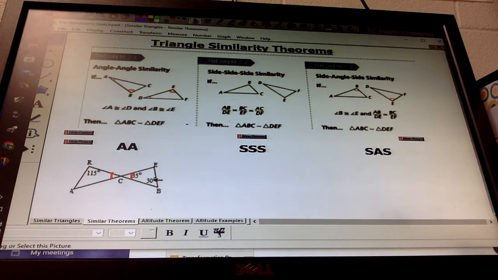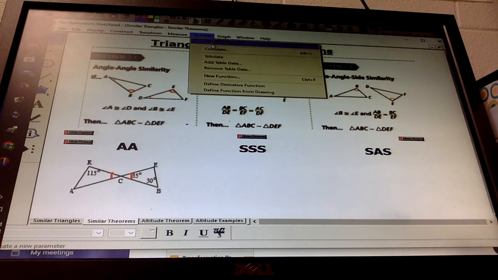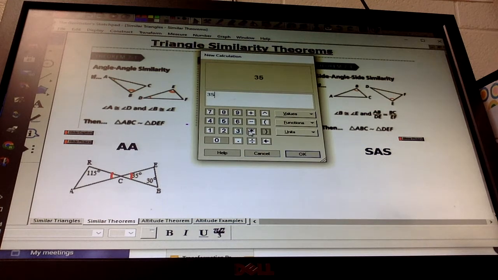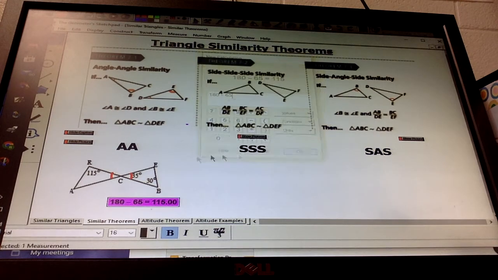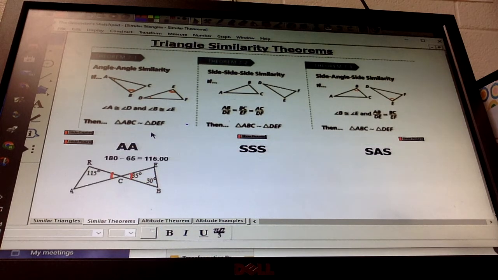We know a triangle has to add up to 180. So if I take 35 and 30, that is 65. Okay, and I'm going to go 180 minus that, and I get 115, which is the same as angle R. So the reason it's just AA is because if two are the same, the third has to be. And again, to be similar, all the angles have to be the same. So that's why it's not AAA, it's just AA. So there's an example of that one.